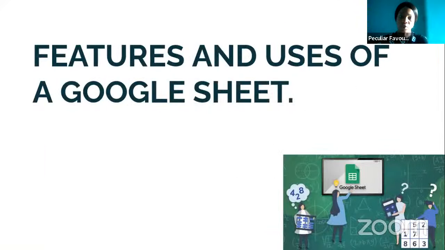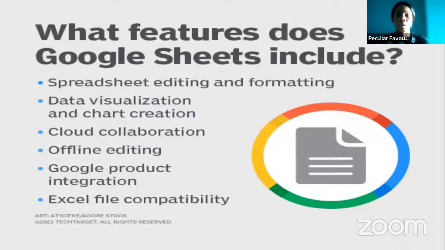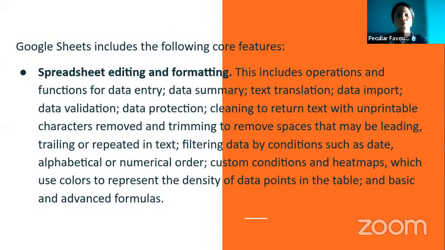Features and uses of a Google Sheet. The main features you see on a Google Sheet are spreadsheet editing and formatting, data visualization and chart creation, cloud collaboration, offline editing, Google product integration, and Excel file compatibility. So we'll be talking about the first one, which is spreadsheet editing and formatting.